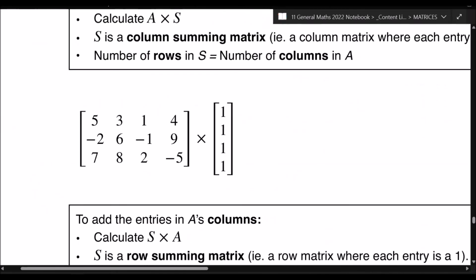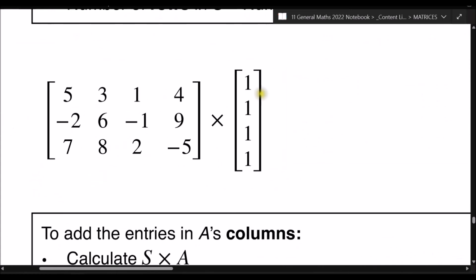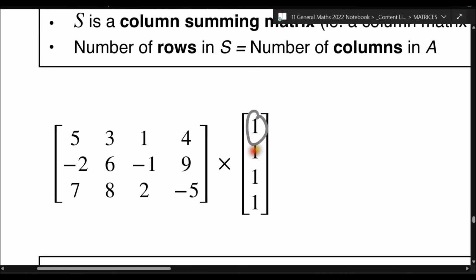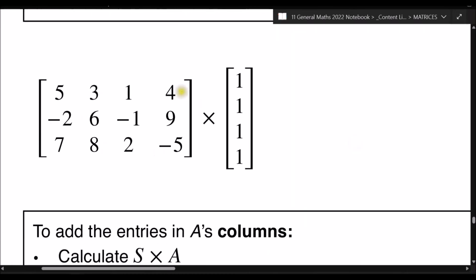Another thing I might add is you're going to get asked to come up with your own summing matrices. Normally with a summing matrix, all of the entries are going to be 1. The only thing you have to work out is how many elements there are going to be. For example, in this matrix here, if I want to add all of these up, I need to multiply them with 4 separate ones, because there are 4 numbers. So in my column matrix, I'm going to have 4 entries or 4 rows.